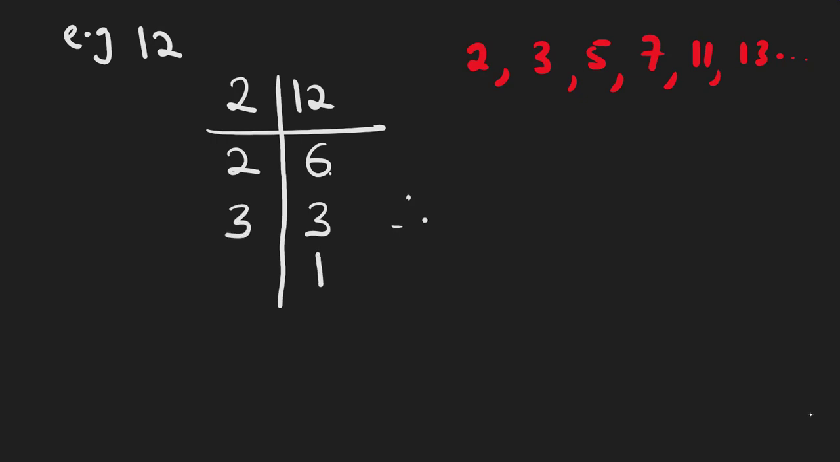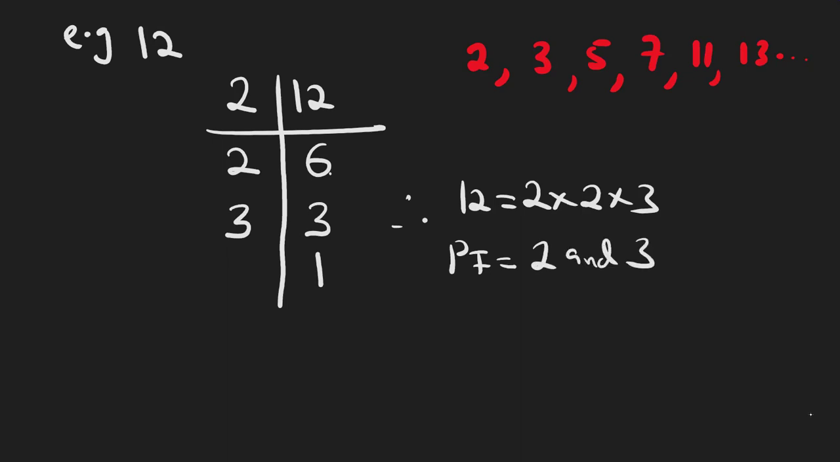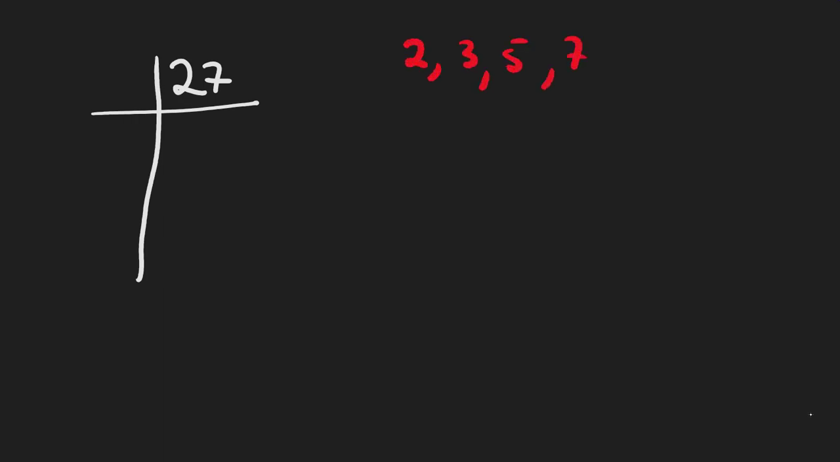So therefore, we have 12 is equal to 2 times 2 times 3. So what are the prime factors of 12? The prime factors of 12 are 2 and 3. Very easy, right? Let's try one and see. What are the prime factors of 27? So as usual, we have the line here. Let's write down our prime numbers here: 2, 3, 5, 7, 11, 13, and so on, right?